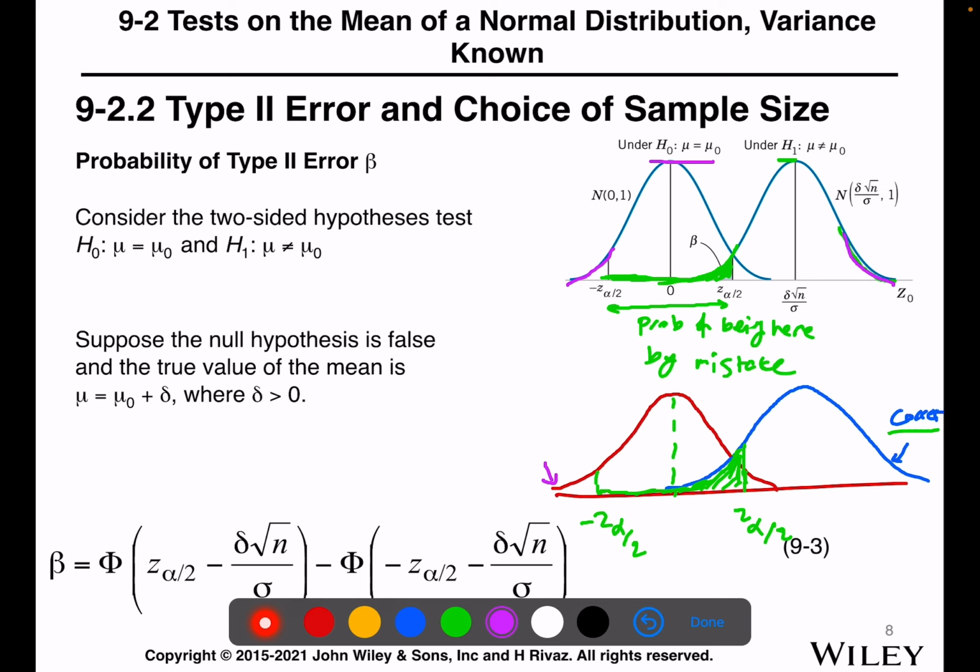Okay, so once we know the fundamentals, calculating this area under the curve is trivial. So what is this area under the curve? We have this curve, so you have to try to ignore the red curve. So I will draw another curve that doesn't have the red curve, so just the blue curve. So this is delta square root of n divided by sigma.